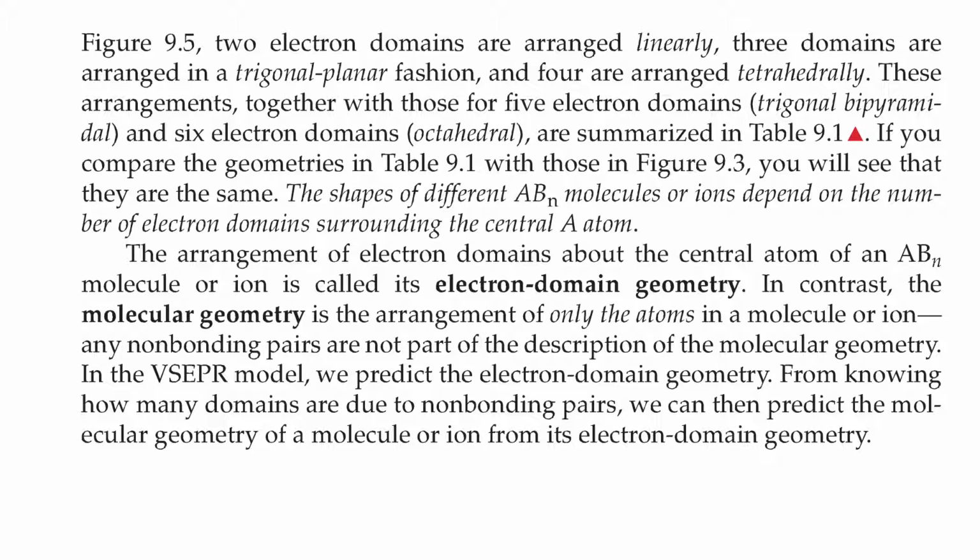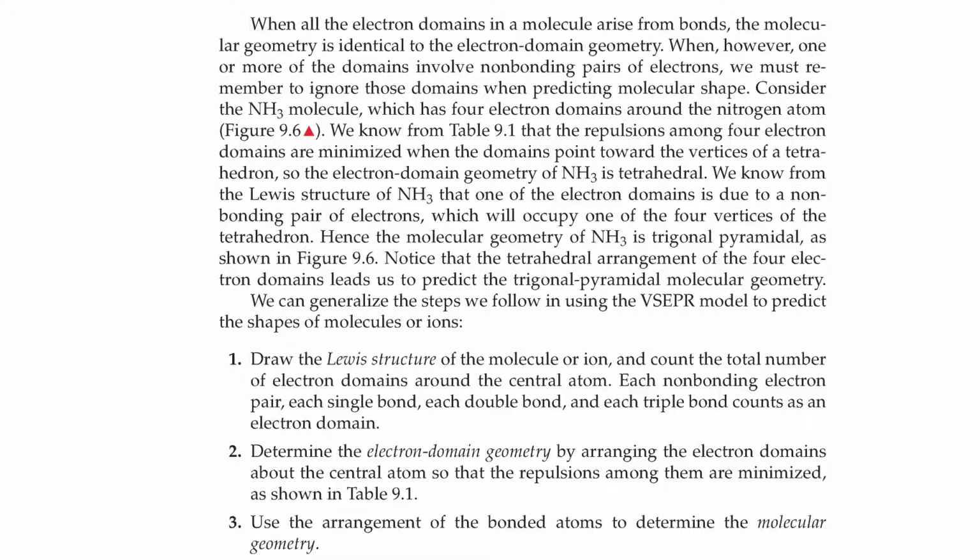In the VSEPR model, we predict the electron domain geometry. From knowing how many domains are due to non-bonding pairs, we can then predict the molecular geometry of a molecule or ion from its electron domain geometry. When all the electron domains in a molecule arise from bonds, the molecular geometry is identical to the electron domain geometry. When, however, one or more domains involve non-bonding pairs of electrons, we must remember to ignore those domains when predicting molecular shape.